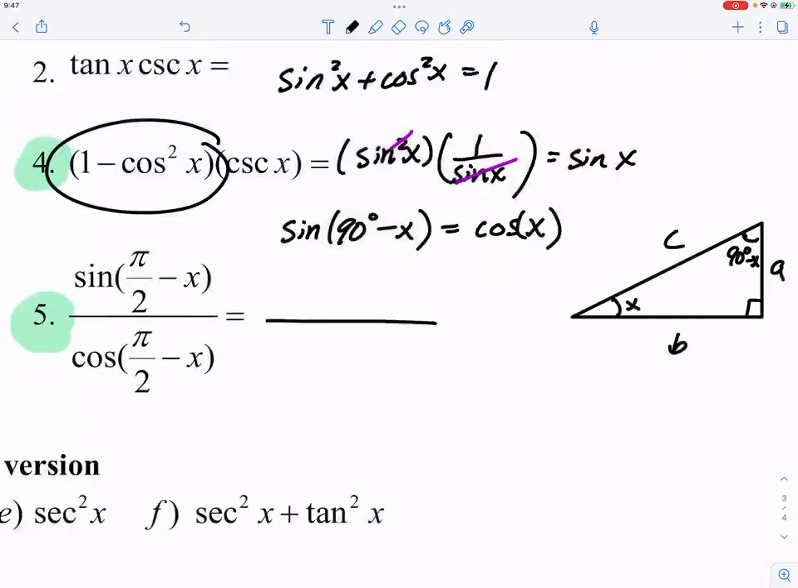So this question is just changing sine of pi over 2 minus x to cosine of x, and cosine of pi over 2 minus x becomes sine of x. And that gives you cotangent of x. Now, it's up to you to put parentheses. I don't mind if you drop the parentheses around the x. That's okay. In terms of meaning and notation, it's not really a big deal.